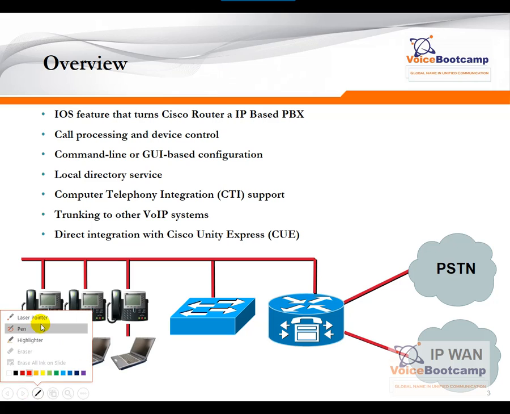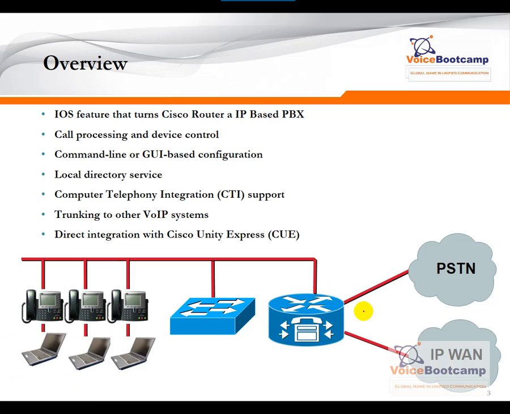So here is an example of a router which is connected to your WAN internet, or it could also be connected to the telephone network PSTN. This router, if it has the necessary IOS feature, can turn into a PBX-based solution. By having this router acting as a PBX, you could have Cisco IP phones internal to your organization registered to this router as a PBX. So the role of this particular router is to provide call processing and device control.